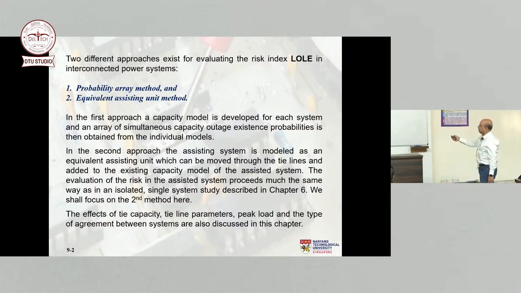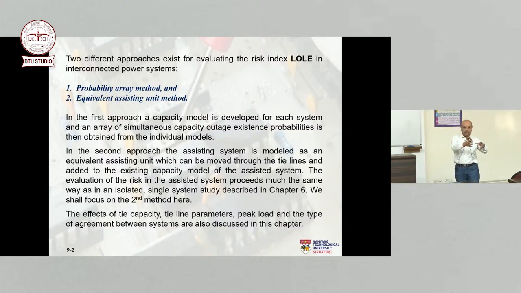The second method is equivalent assisting unit method. So we will see how much support system B can provide to system A, for example, and we will then model the support from system B as another generating unit, right? By now we know how to add a generator to our system, right? So we call that equivalent assisting unit method.